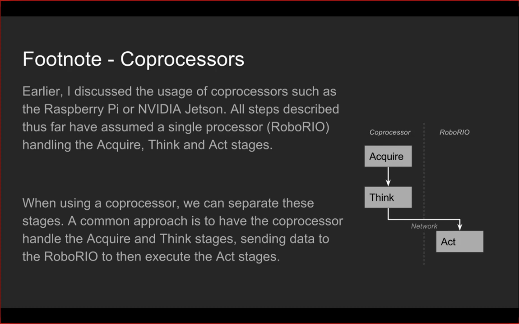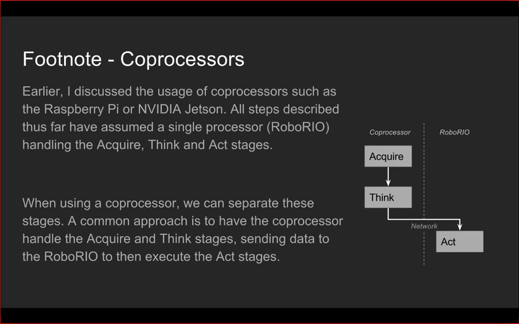This is a little bit of a footnote on coprocessors. So earlier I kind of discussed the usage of coprocessors like the Raspberry Pi or NVIDIA Jetson or Pine64 or a phone. All the steps so far have kind of been in one linear order: acquire, think, act, without any kind of reference to which one happens on the coprocessor and which one happens on your RoboRio. Generally speaking, and this is very general, you can kind of mix them in with each other or redo it depending on how confident you are or what you want to do.